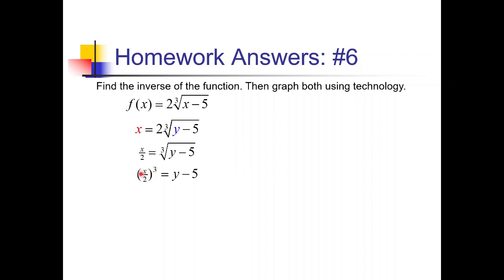And while I'm at it, I'll simplify this cube. So x cubed over, let's see, 2 cubed is 8, and then a plus 5 there to go with that. And all of that is my f inverse. Let's go to Desmos and make sure this is the true inverse.